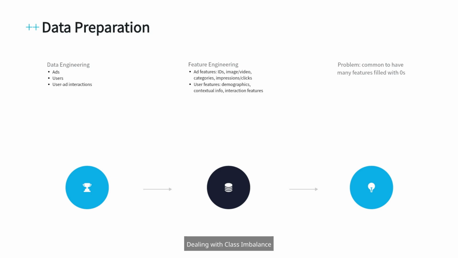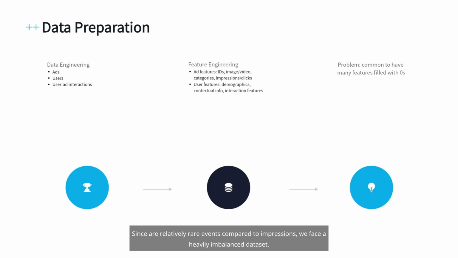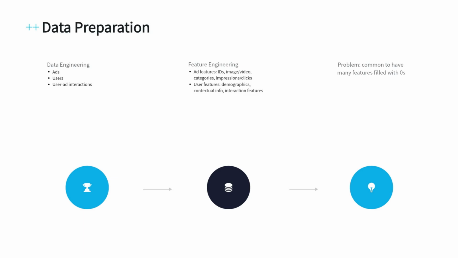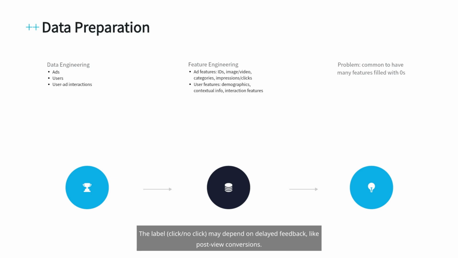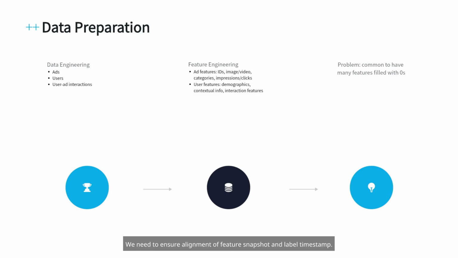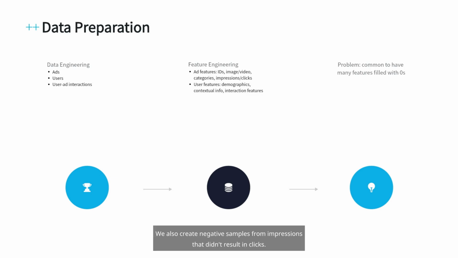3. Dealing with class imbalance. Since clicks are relatively rare events compared to impressions, we face a heavily imbalanced dataset. Strategies to handle this include undersampling of the majority class, non-clicks, class-weighted loss functions, and focal loss to focus training on harder examples. 4. Label construction and logging delays. The label, click or no click, may depend on delayed feedback, like post-view conversions. We need to ensure alignment of feature snapshot and label timestamp. We also create negative samples from impressions that didn't result in clicks.